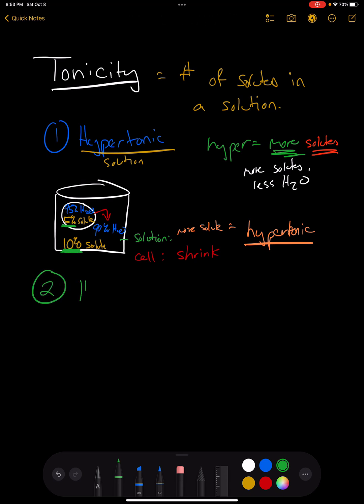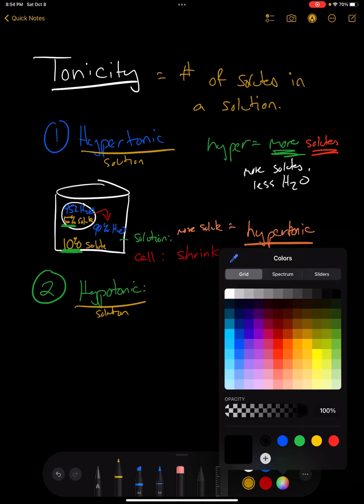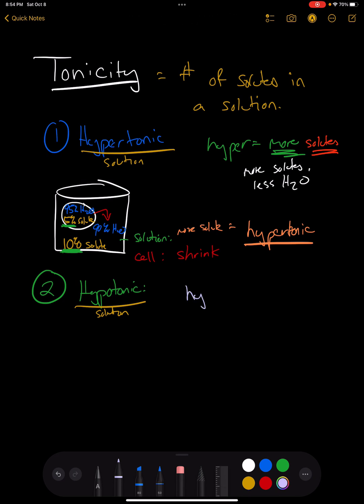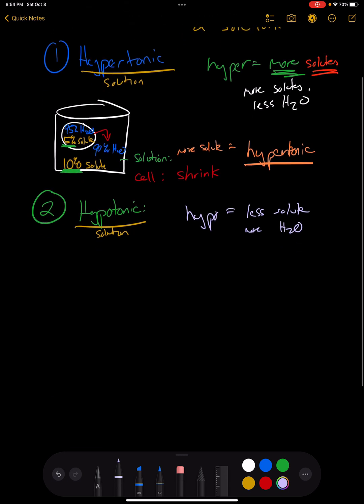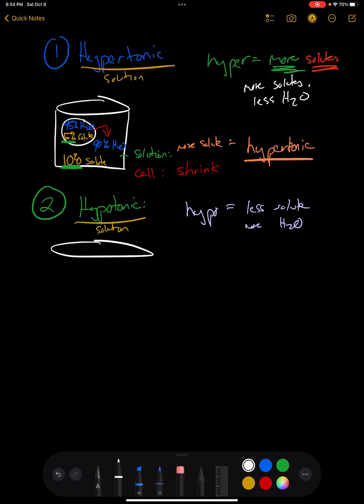This is called hypotonic. All right, and of course, we're still going to refer to this as the solution. So hypo means less solute. And if I have less solute, that means I'm going to have more water. And what that looks like, so here's my solution. There's my solution. Here's my cell.